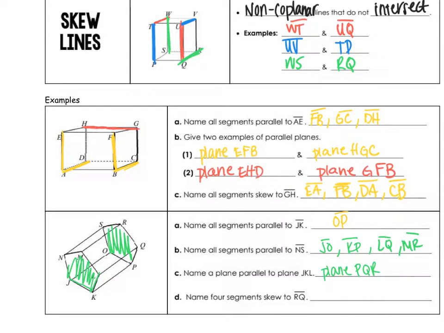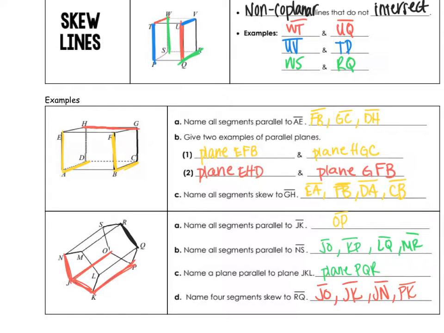Okay. Now it says name 4 segments skew to RQ. So skew means non-coplanar, not in the same plane, and they do not intersect. So if we look at RQ, skew to that would be JO. So JO would be skew, and JK would be skew, and JN would be skew. So anything pretty much on the opposite side. And then the last one's PK. Okay, those are all the ones that don't intersect that line, or will never intersect that line, and not in the same plane.